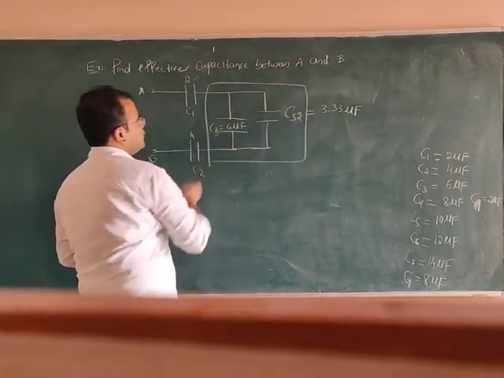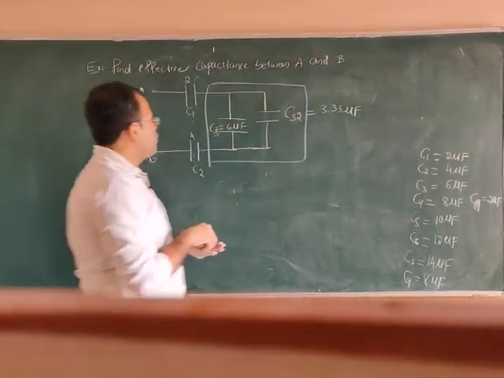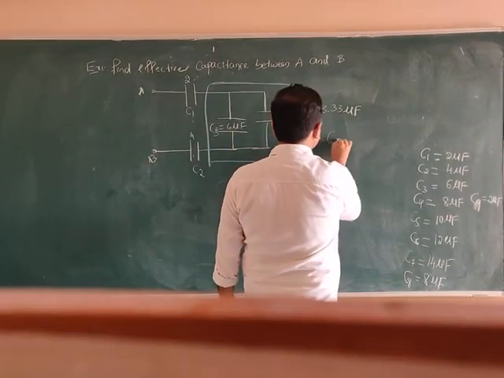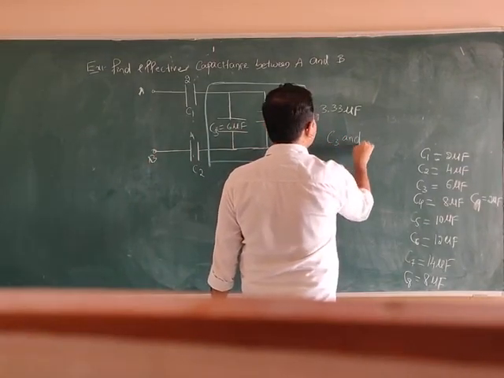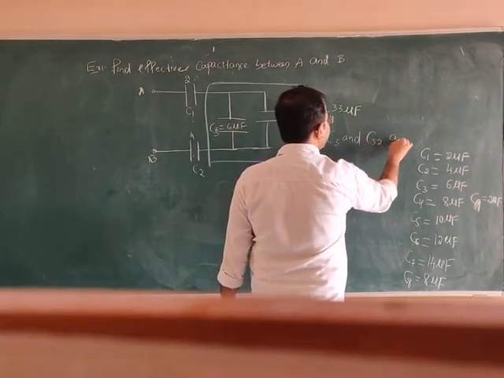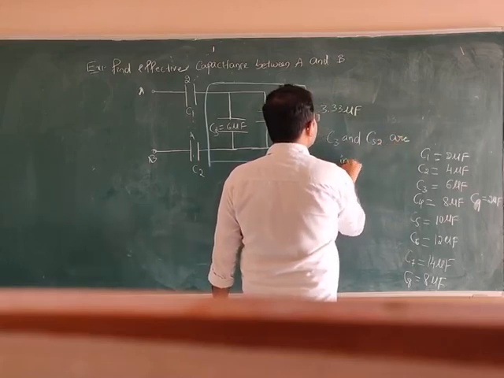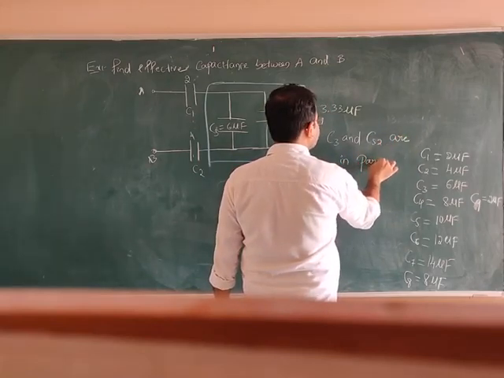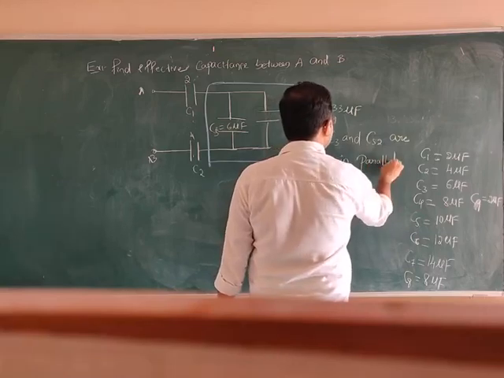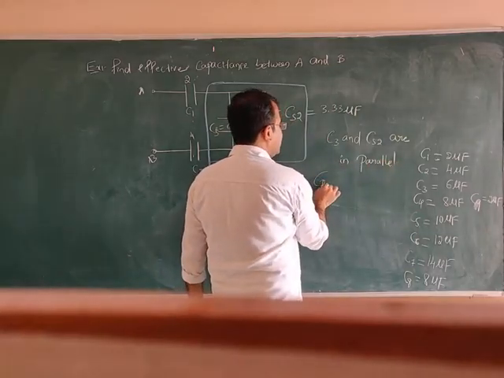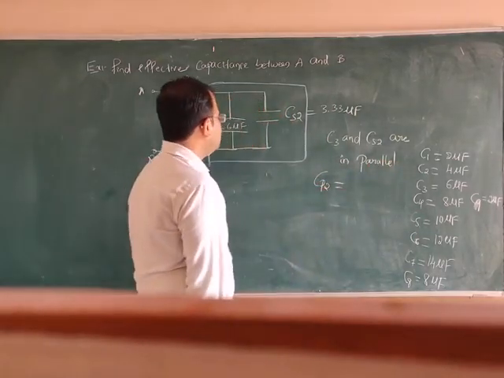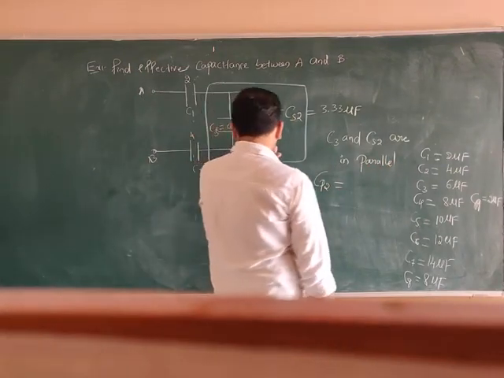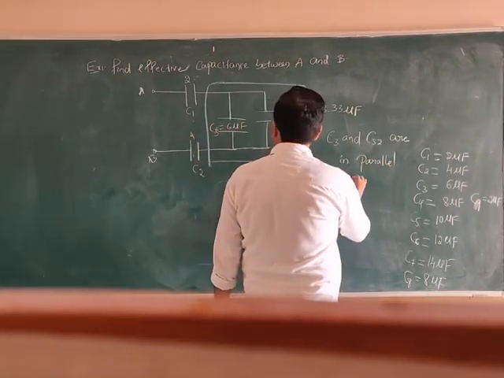So when we replace these two here, what you are observing is that C3 and CS2 are in a parallel combination. So this is what you are observing here, a parallel combination. That is the reason we can write CP2, the second parallel combination. So CP2 is equal to what you are writing here.